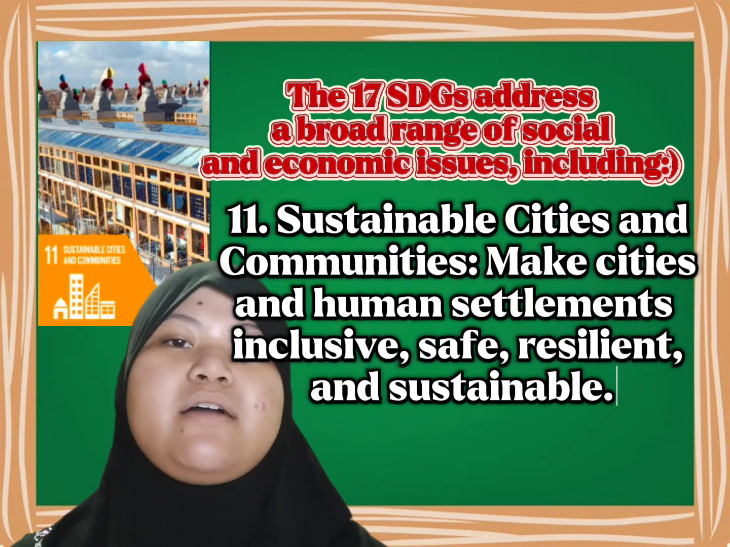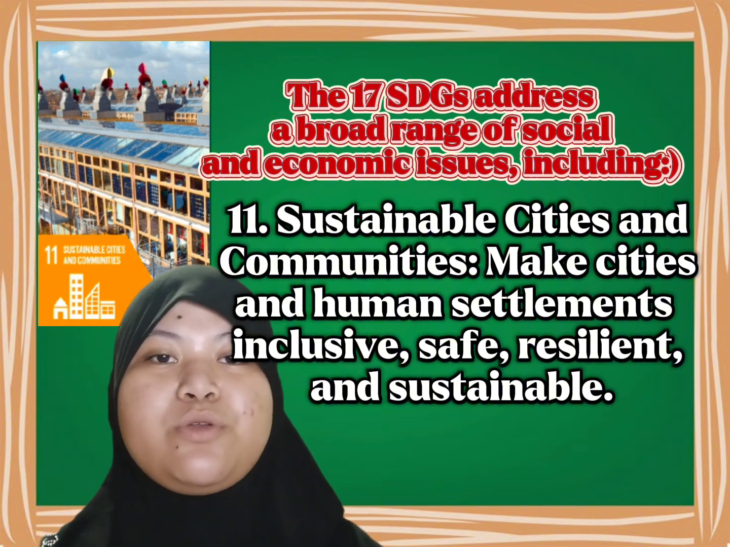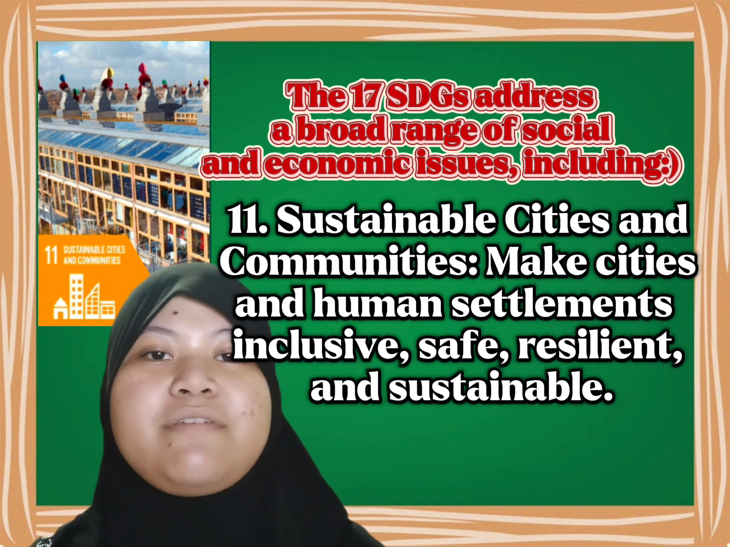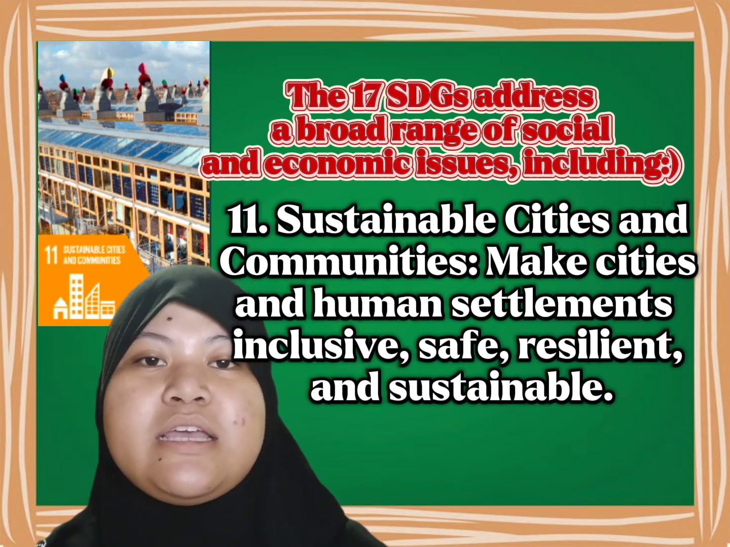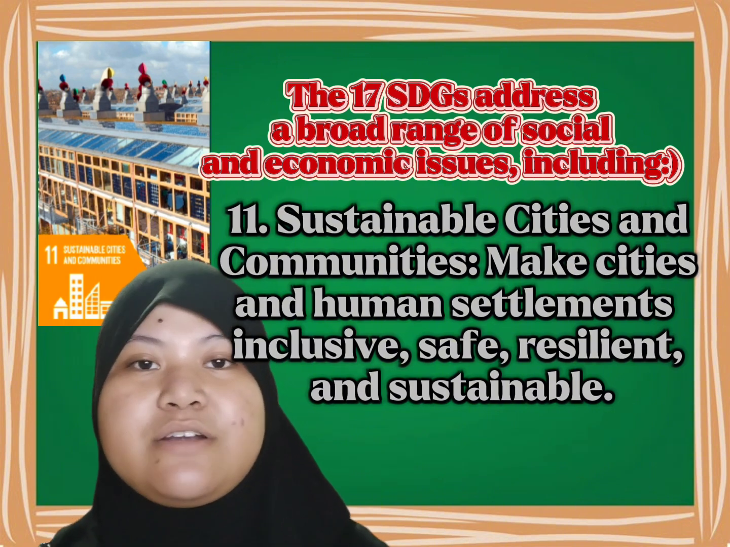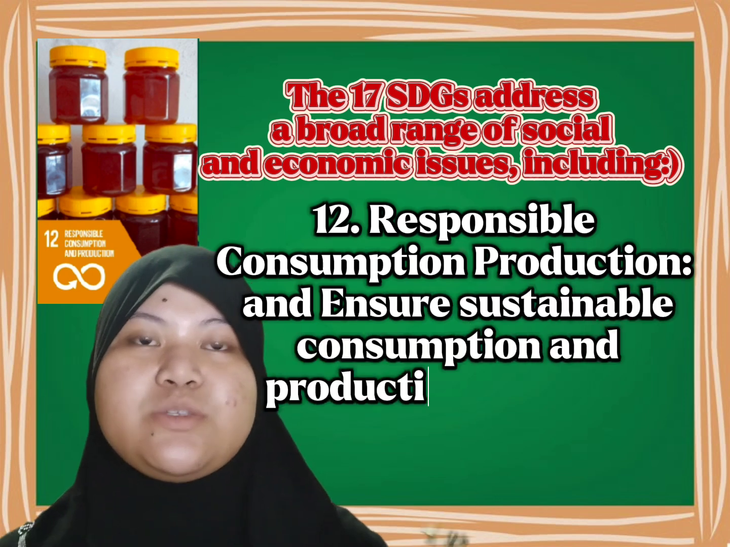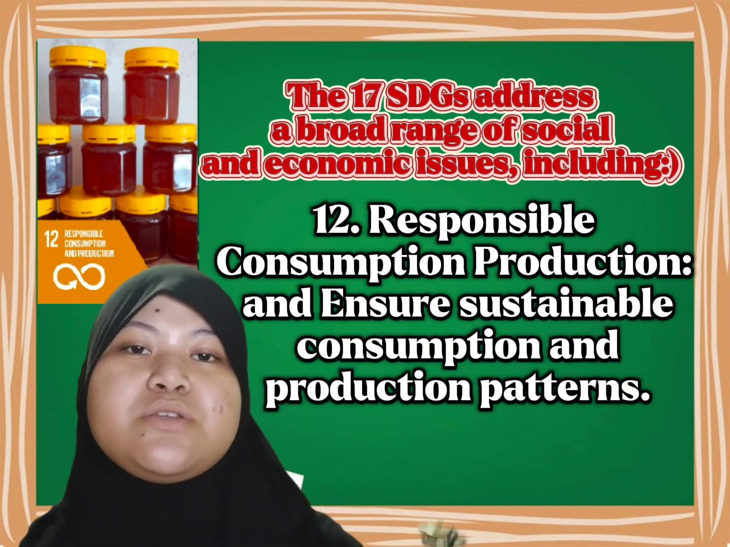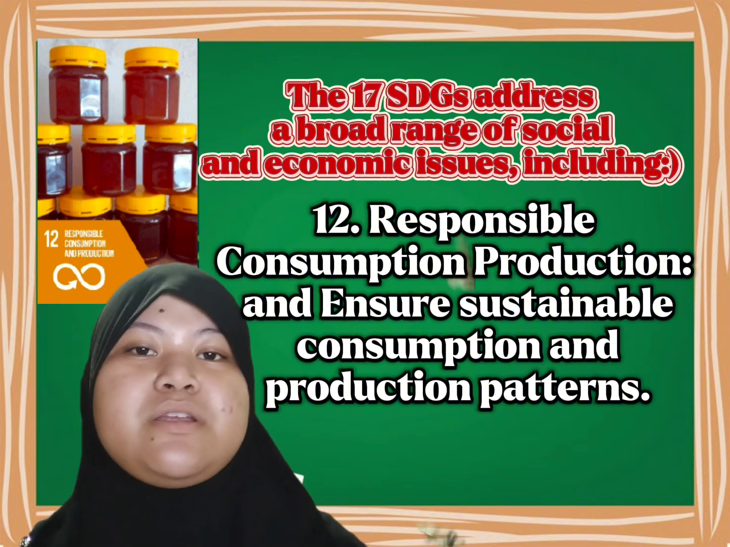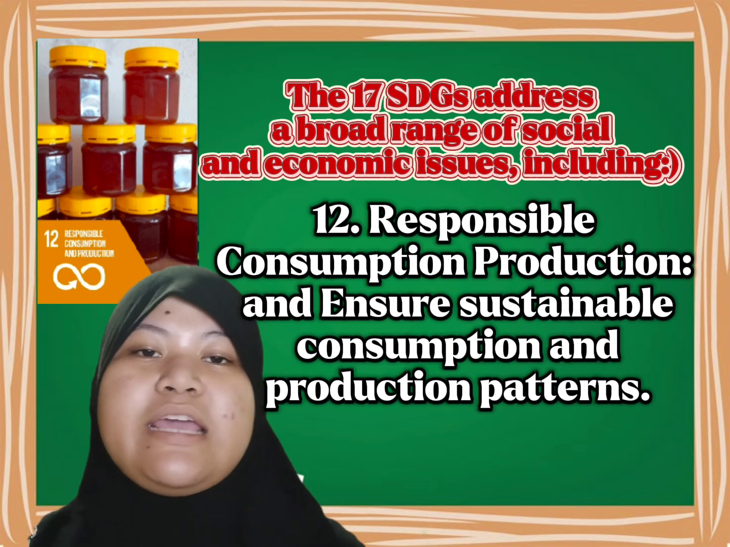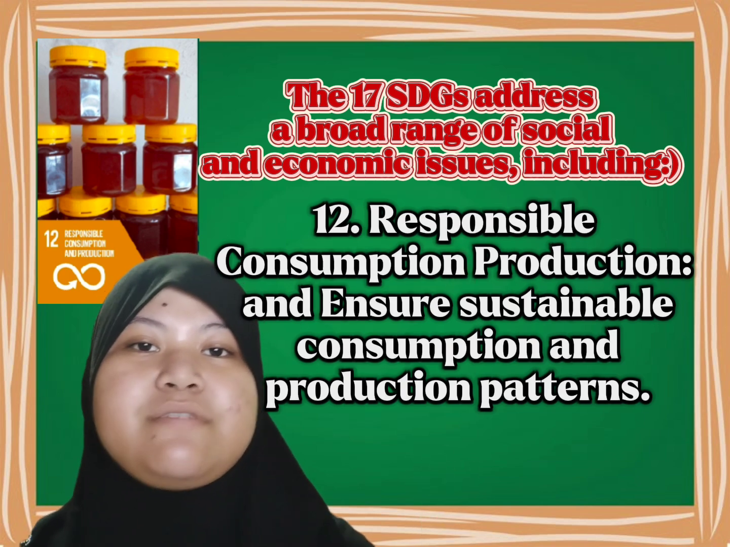The next one, we have sustainable cities and communities. This goal is aiming that by 2030, we have safe cities, sustainable transportation, and reduced pollution for a better and peaceful environment. The next one, we have responsible consumption and production. This goal is aiming that by 2030, every individual is responsible and living productive lives.